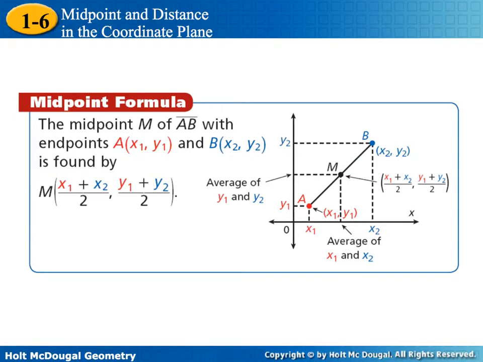So if I think about the distance of x's, here's my distance x to x. Here's x1 and here's x2. The distance between them right here, that's the midpoint. I found the averages. So if this is 1 and this is 3, I add them together and I get 4. Divided by 2, I get 2. So the midpoint of 1 and 3 is 2. Now if I look over here, the midpoint of y1 and y2 is going to be right here. So this is the average of the y's, this is the average of the x's. Those two as a coordinate pair is the midpoint.